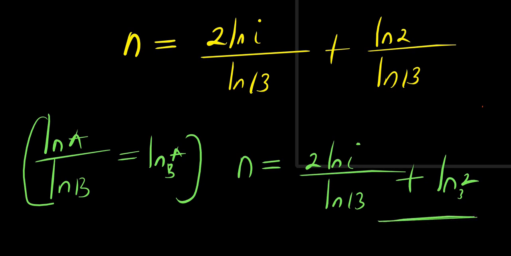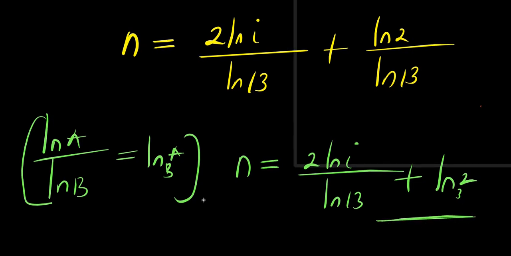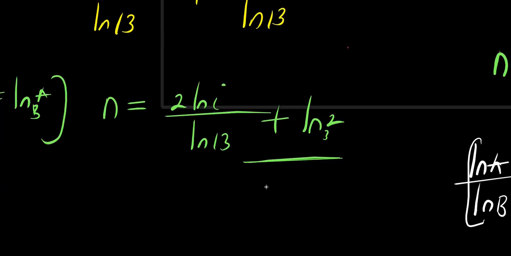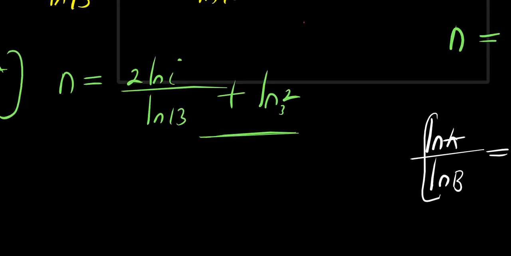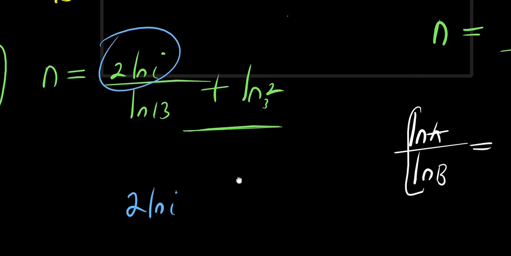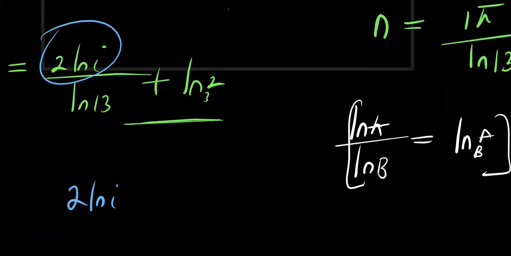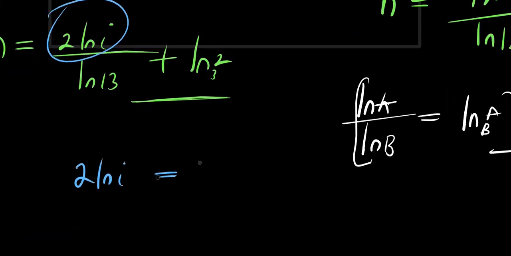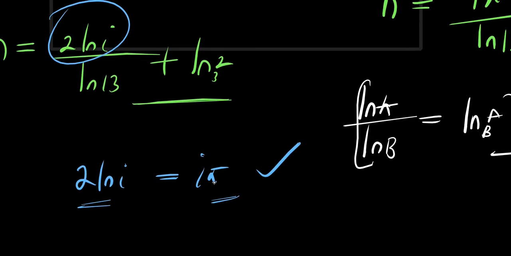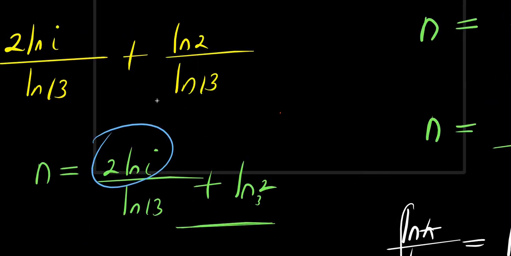So this also is our answer based on this identity. So in this part, we have 2 times natural log of i right here, while using this other method, what we had here is i times pi. This equals i times pi. So both solutions are the same, depending on the method that you choose to use.